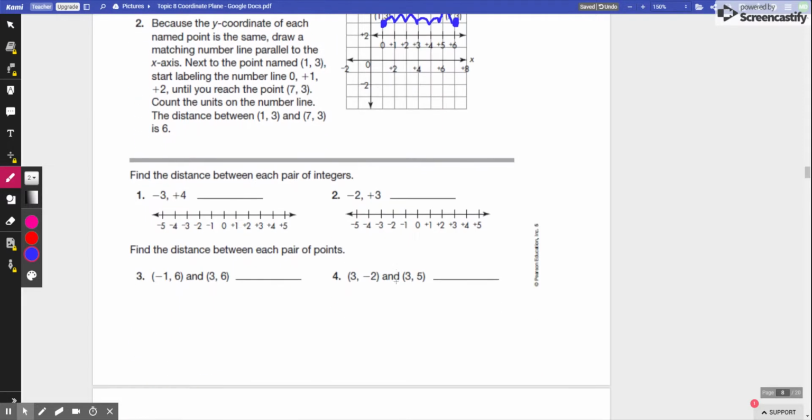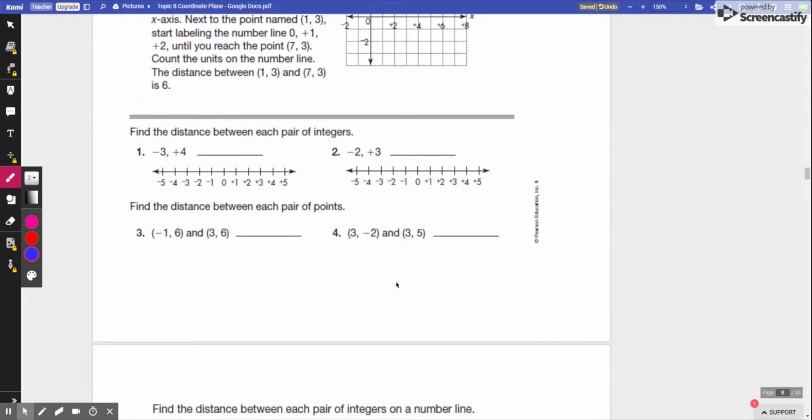Okay, so then down here, we just have some practice with a number line. And I'm going to recommend that you have your grid paper right next to you so that you can sketch these out and plot them. So here, if I'm finding the distance between each pair of integers, so these are just numbers, I'm finding -3 here and +4 over here. And then I'm going to count the jumps between -3 and +4. How far is this distance?